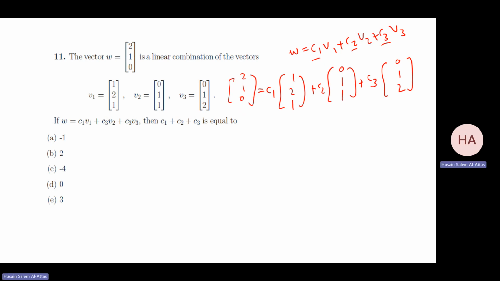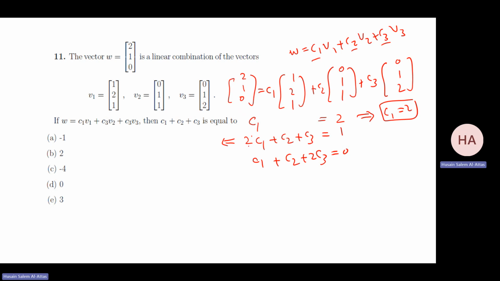Let me write the equations. First one is easy: C1 equals 2. Second one, 2C1 plus C2 plus C3 equals 1. The last one, C1 plus C2 plus 2C3 equals 0. Done. C1 equals 2, so this equation becomes 4 plus C2 plus C3 equals 1, so C2 plus C3 equals minus 3. Here, C1 equals 2, take it to the other side, so I have C2 plus 2C3 equals minus 2.